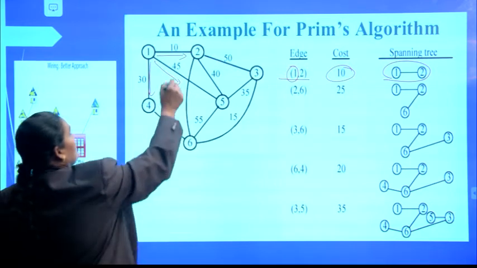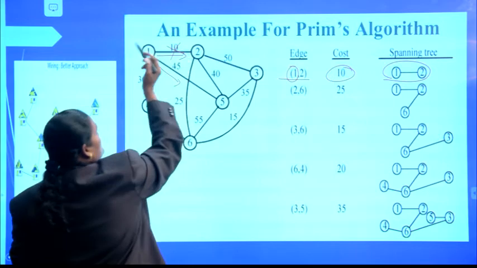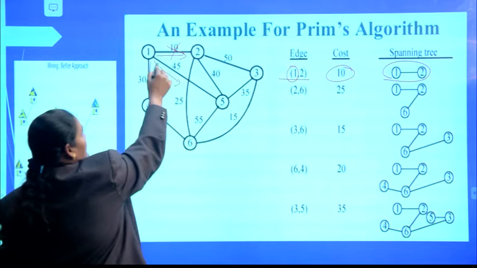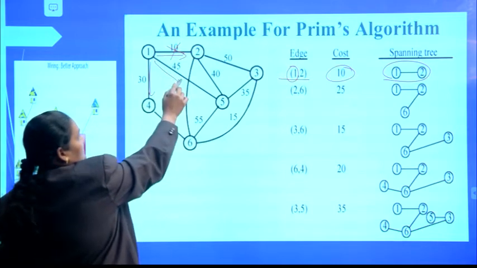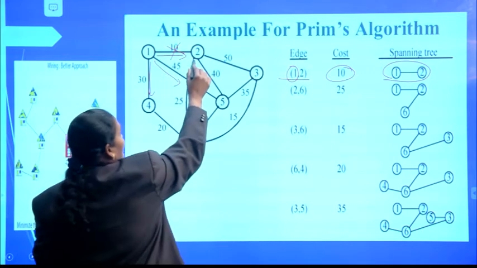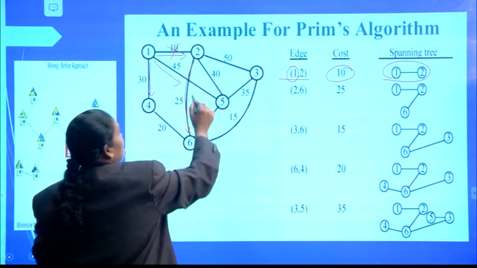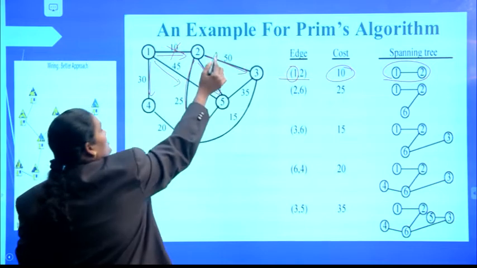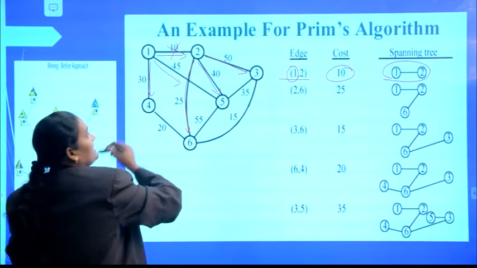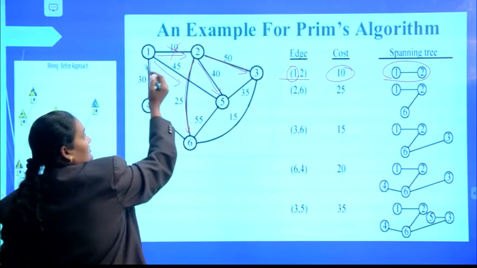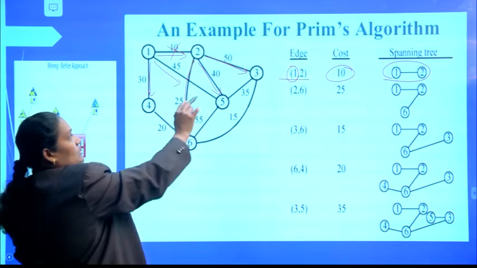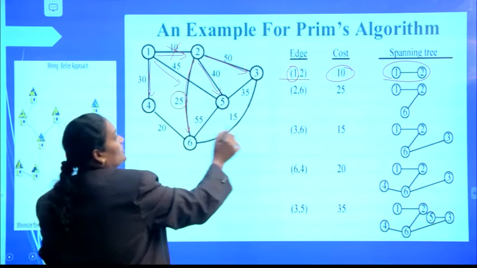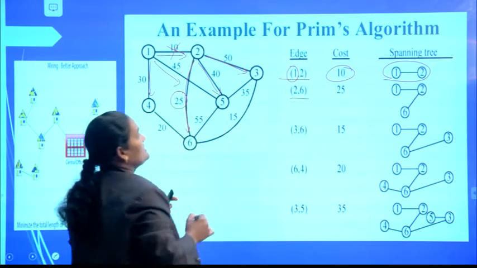Let us see. Here we already selected this one, so we cannot select that one again. So here 1 contains this edge and this edge, whose costs are 30 and 45. 2 contains 3 edges, this is one edge, this is another edge, and this is another edge, whose costs are 50, 40, 25, and these costs are 30, 45. Out of all those 5 costs, which is minimum? 25 is minimum. So we are selecting 2, 6.